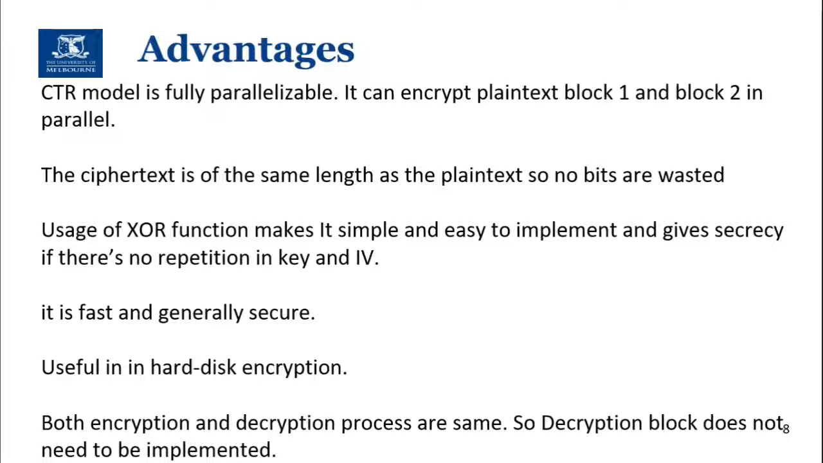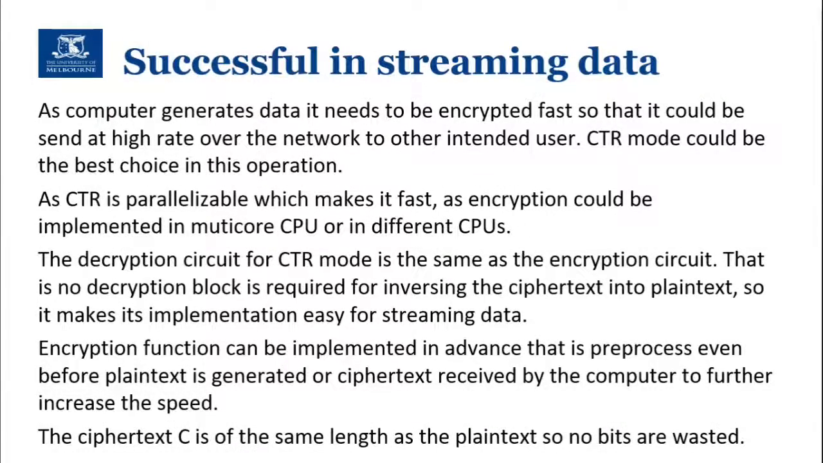Useful in hard disk encryption, where the bulk of data needs to be encrypted fast. Both encryption and decryption processes are the same, so a decryption block does not need to be implemented. Successful in streaming data. CTR is one of the best choices for streaming data, as CTR is parallelizable. It is fast and could run on multi-core in parallel. The decryption and encryption circuits are the same, which makes implementation easier.